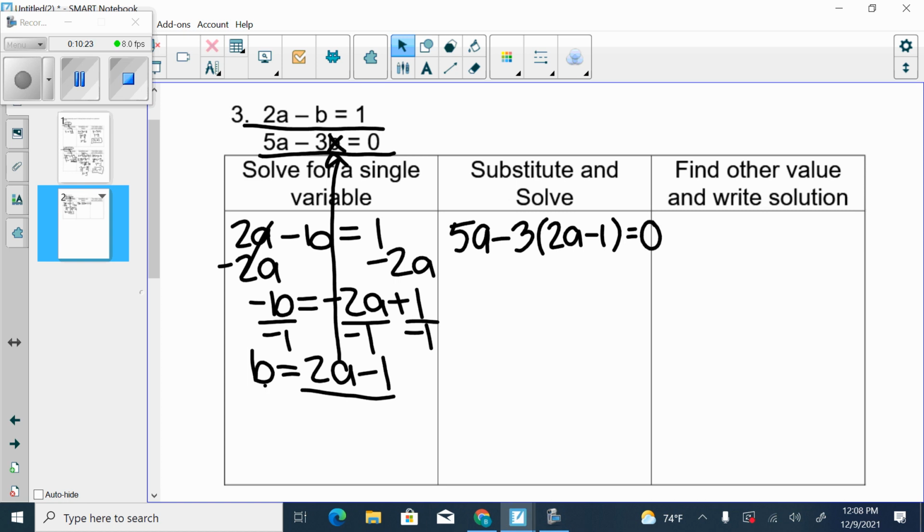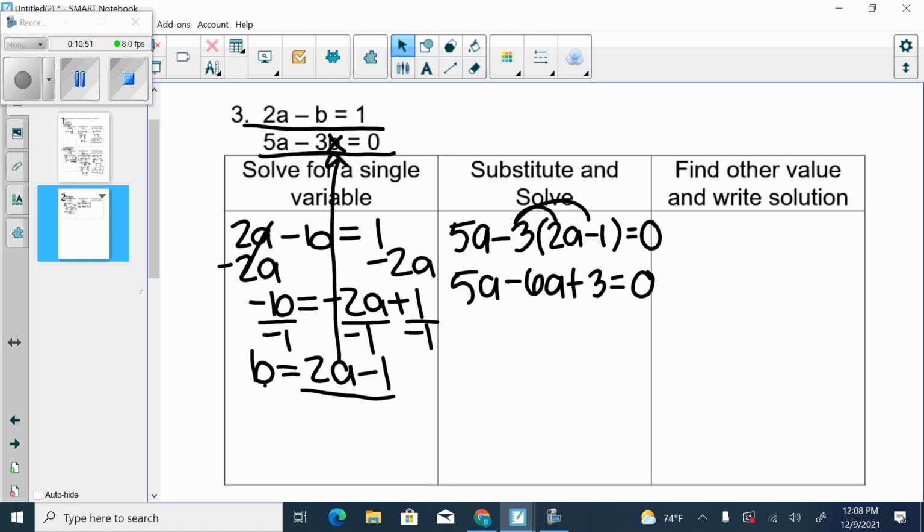And now that we've substituted, all we have to do is solve. So what should we do now? Yes, very good. So I'm just going to bring down my 5a, but then I'm going to distribute that negative 3. Good. And negative 3 times negative 1 equals 0.